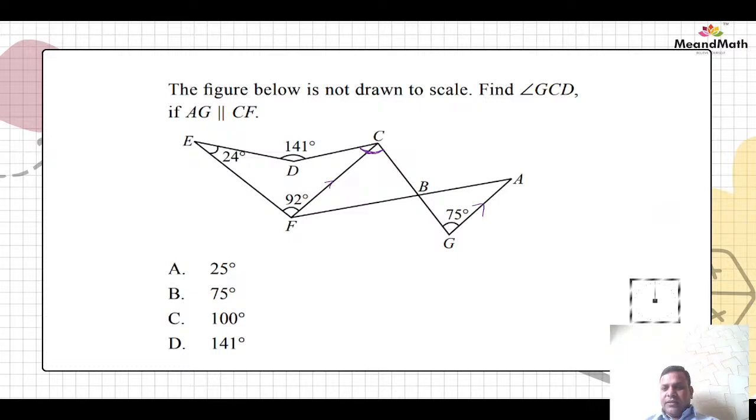I'll give you again 2 minutes. I'll start the timer. Timer started.